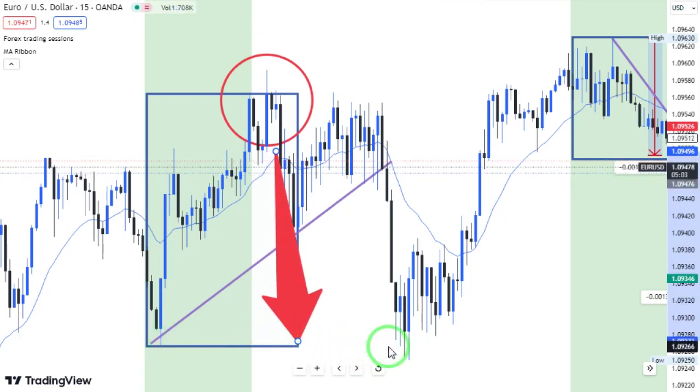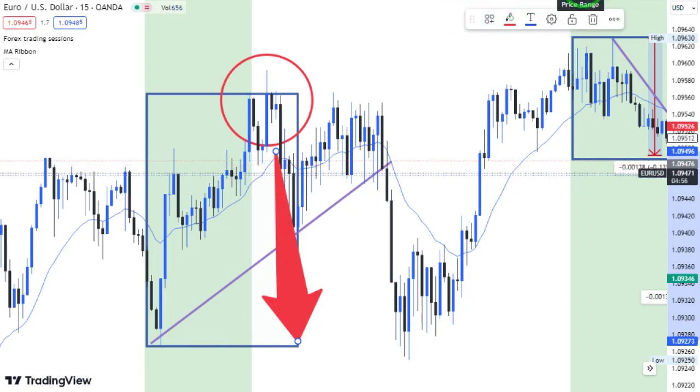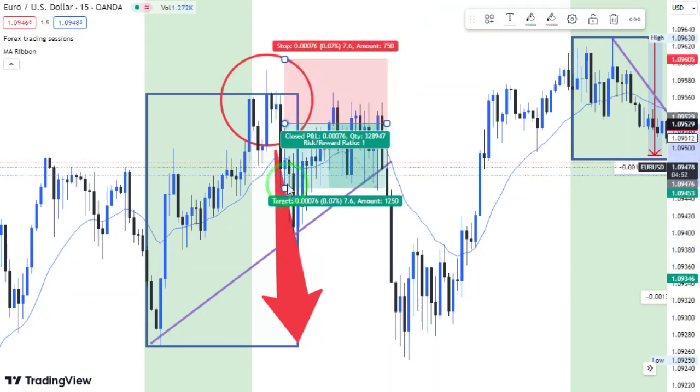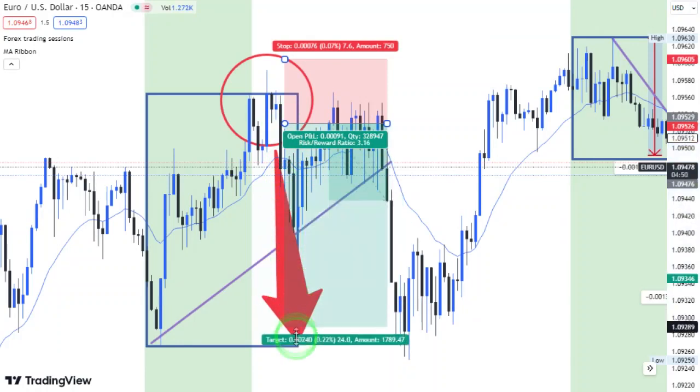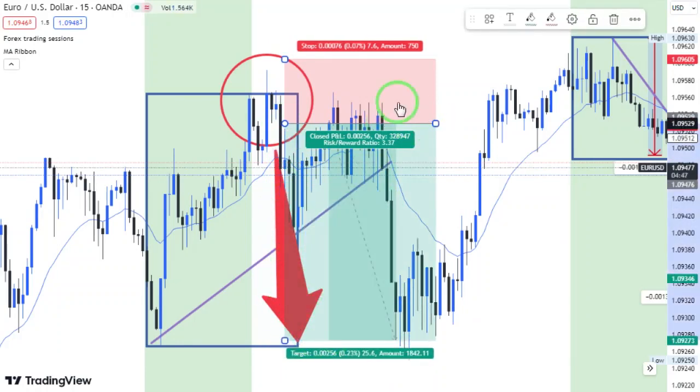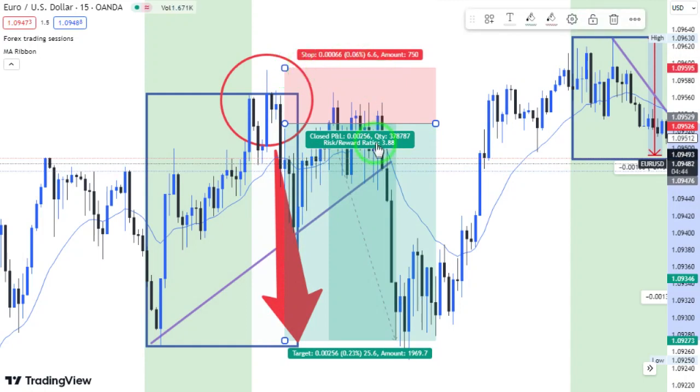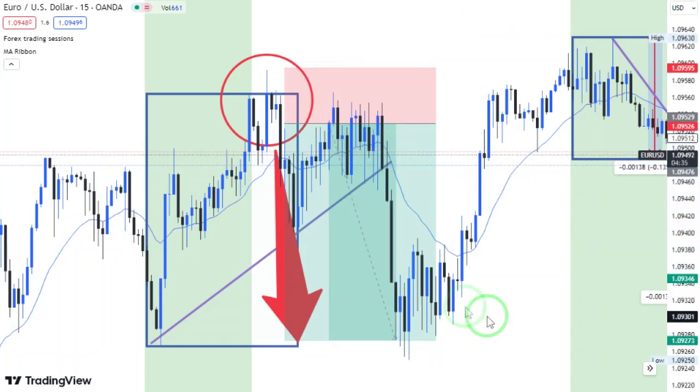So we go to sell in the upper third. First take profit is this trend and second is the support line of the session trading range. Our risk to reward ratio is 3.88.